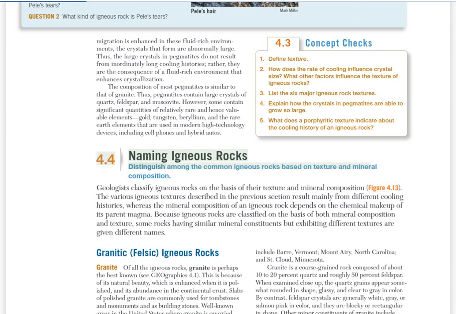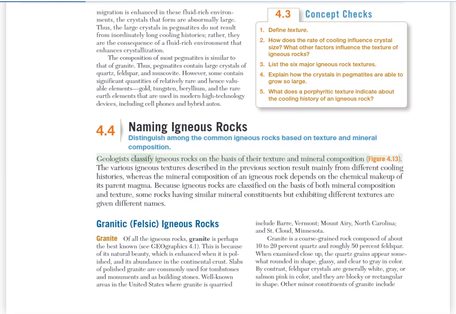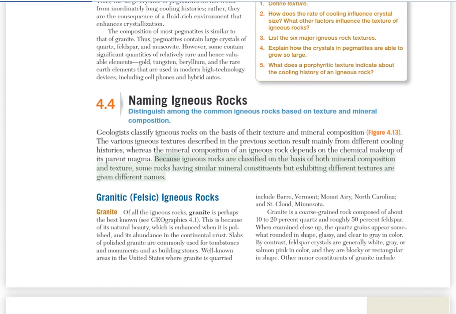4.4 Naming igneous rocks: distinguish among the common igneous rocks based on texture and mineral composition. Geologists classify igneous rocks on the basis of their texture and mineral composition. The various igneous textures described in the previous section result mainly from different cooling histories, whereas the mineral composition of an igneous rock depends on the chemical makeup of its parent magma. Because igneous rocks are classified on the basis of both mineral composition and texture, some rocks having similar mineral constituents but exhibiting different textures are given different names.